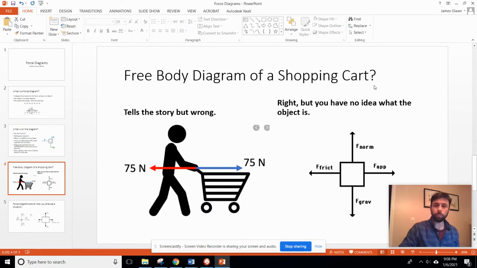Now, with that being said, nice little example. Free body diagram of a person pushing a shopping cart. Well, this gets you the idea of what's going on. You've got a person pushing a shopping cart. They're pushing with a force of 75. The cart's pushing back on them with a force of 75. Life's good. That's not a free body diagram. There's cluttered info here. This is a free body diagram. This is a force diagram. All it's doing is saying, hey, these are the forces we're looking at. These are the forces acting on it. This is approximately what they are. This is approximately what direction they're acting in. For a lot of cases, that's literally all you need to know.